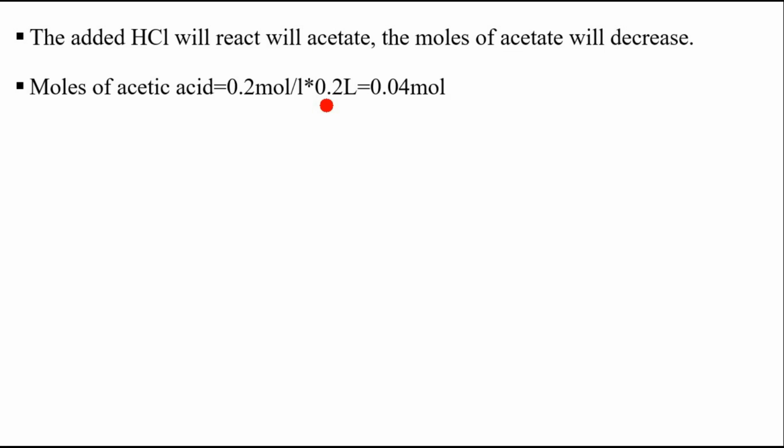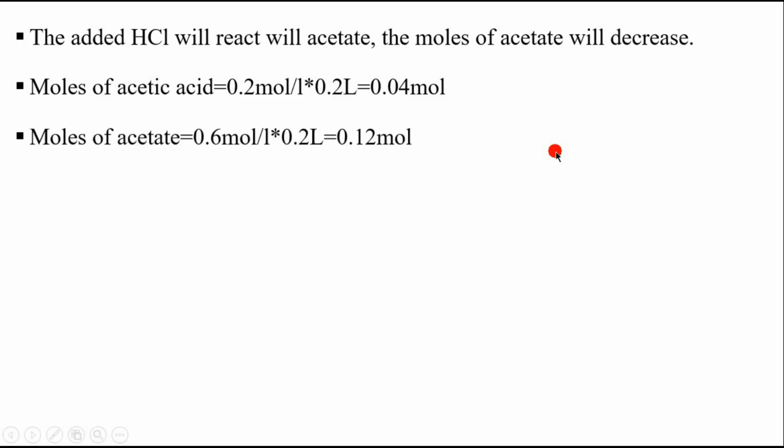Now the next sub-question, they are asking what will happen to the pH when you add the HCl to this buffer system. That means the moles of acetate will be reacting with the moles of HCl. So here we have the moles of acetic acid, we have this one. We have also the moles of acetate. Of course, we are taking the moles divided by the volume that was given. So now we have the moles of HCl added.